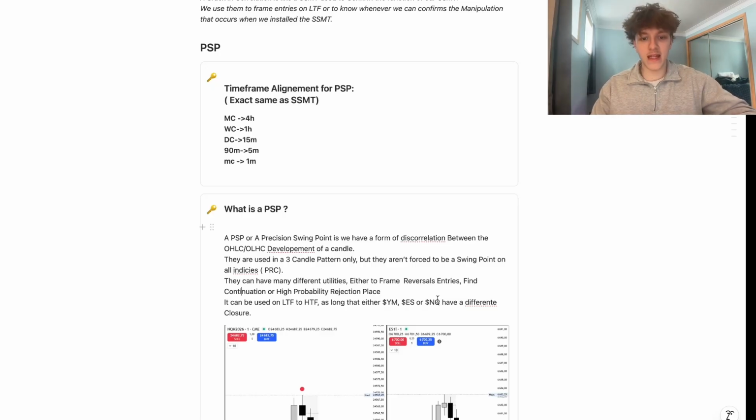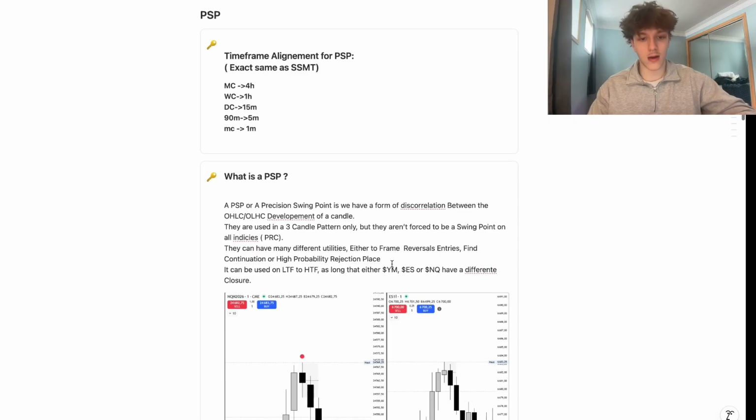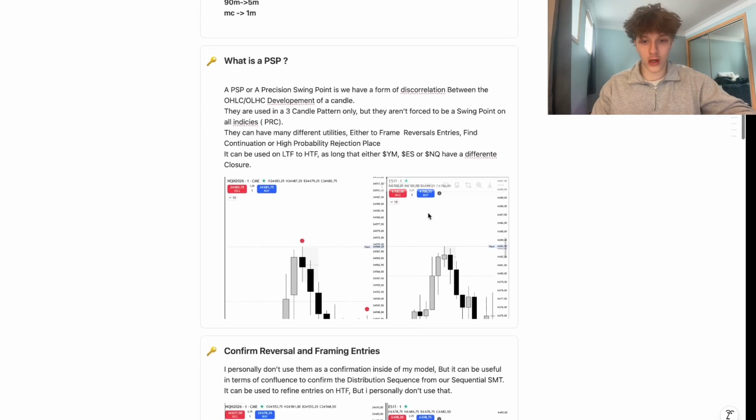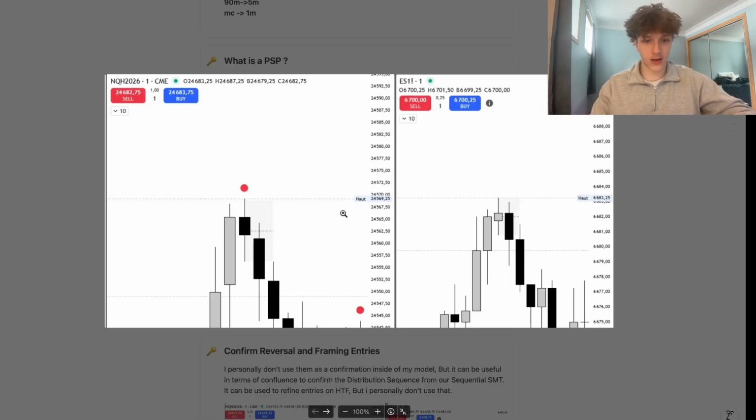They can have many different utilities, either to frame reversal entries, find continuation, or form high probability rejection plays, so POI. It can be used on lower time frame to higher time frame as long as either YM, ES, or NQ have a different closure. So this is what a PSP looks like on its own.